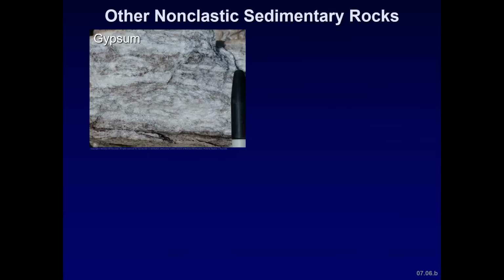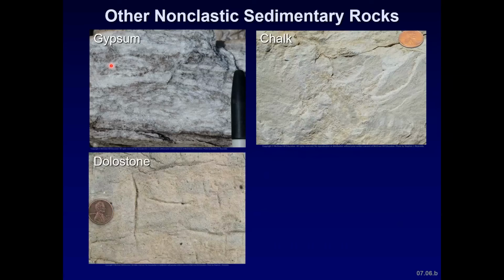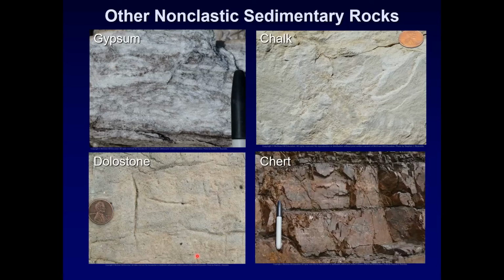Other non-clastic sedimentary rocks include gypsum, chalk, dolostone, and chert. Gypsum forms mostly as seawater evaporates in a tidal flat or in a narrow sea. It also forms in drying lakes. Chalk is a type of limestone formed by the accumulation of microscopic organisms that float in the sea. And dolostone forms when calcium in limestone is replaced by magnesium, so it becomes calcium magnesium carbonate.